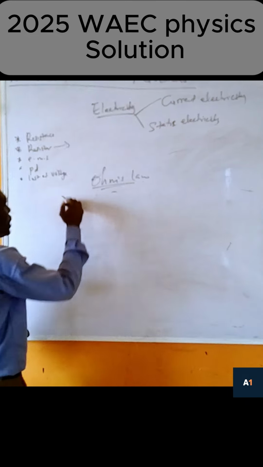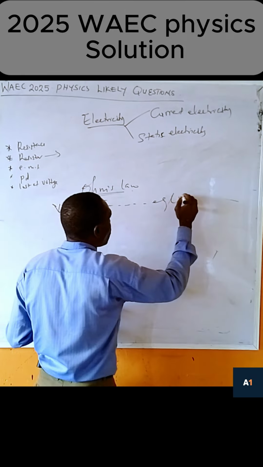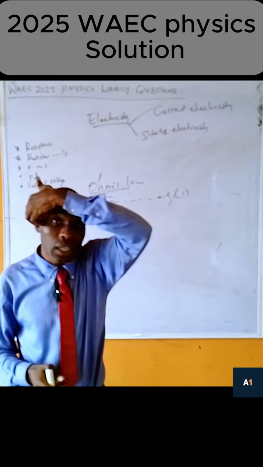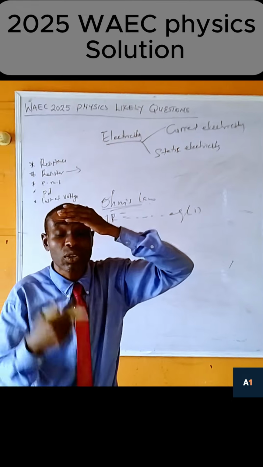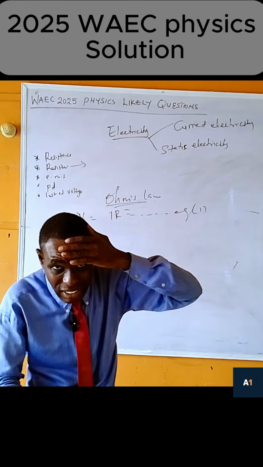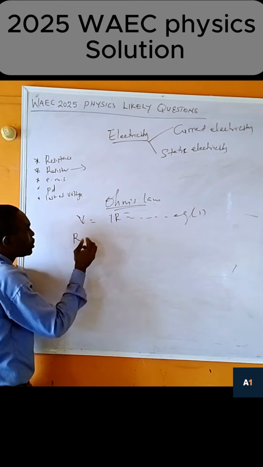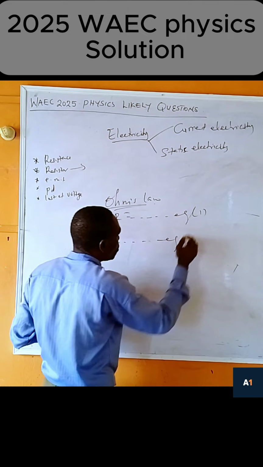So we have gotten that V is equal to IR. Now for this one, equation 1. Now let's go back to the former resistance. We say the ability of a conductor to resist the flow of electric current is called resistance. Is that okay? So it can also be defined from this equation: R is equal to V all over I. Call this one equation 2.